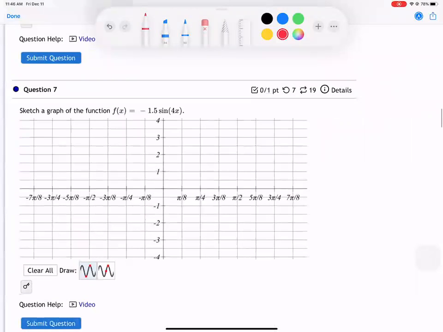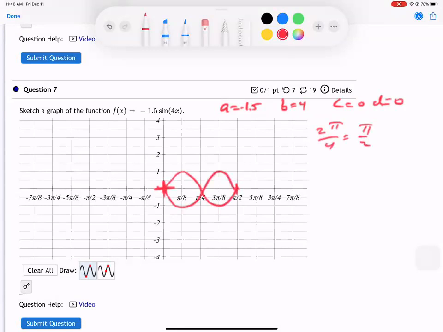Next question. Let's go ahead and look at ABCD, like always. A, B, C, and D. Here's my D. Here's my C. We're starting at zero. And then our period is 2 pi over 4, which is pi over 2. Here's pi over 2. So we're going to start and stop this graph. This sine graph is going to look something like that. Since it's negative, it's going to be flipped upside down. And we can do half, half, and half if you want.